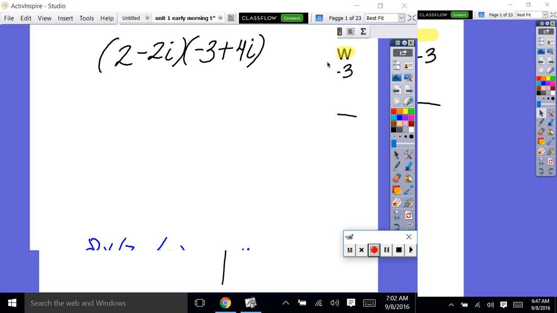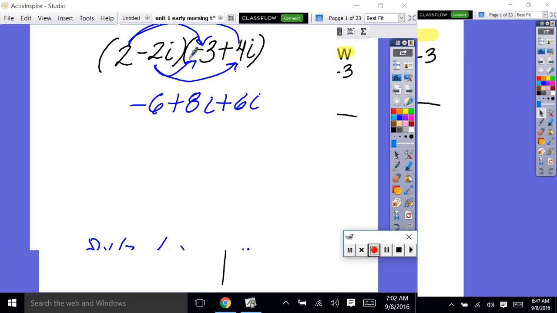Simplify. There will be one like this on the test. What would we do? Double distribute. So that's negative 6. That is plus 8i, correct? Minus, oh, careful though. That's not minus. Negative 2i times negative 3 is positive 6i, correct? Careful right here. Negative 2i times positive 4i is negative 8i squared. Don't forget i squared. What is i squared? Negative 1. So isn't that negative 8 times negative 1, which is positive 8?